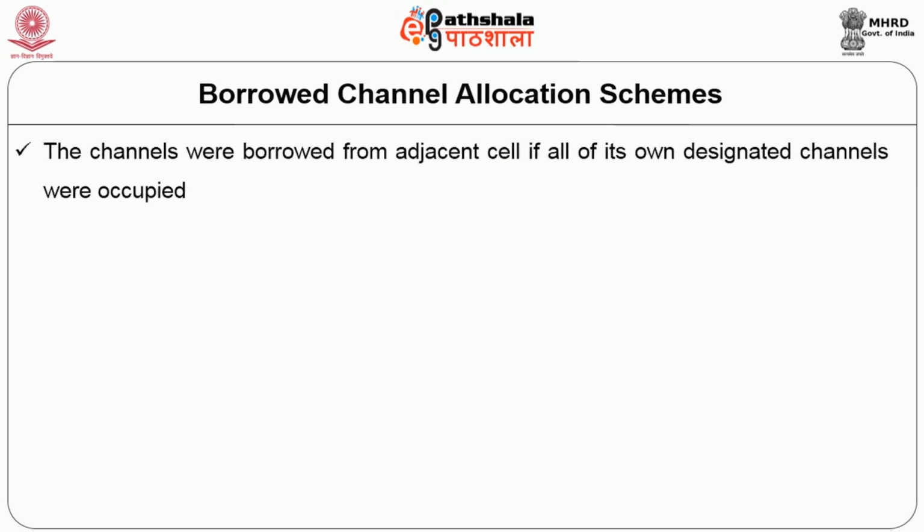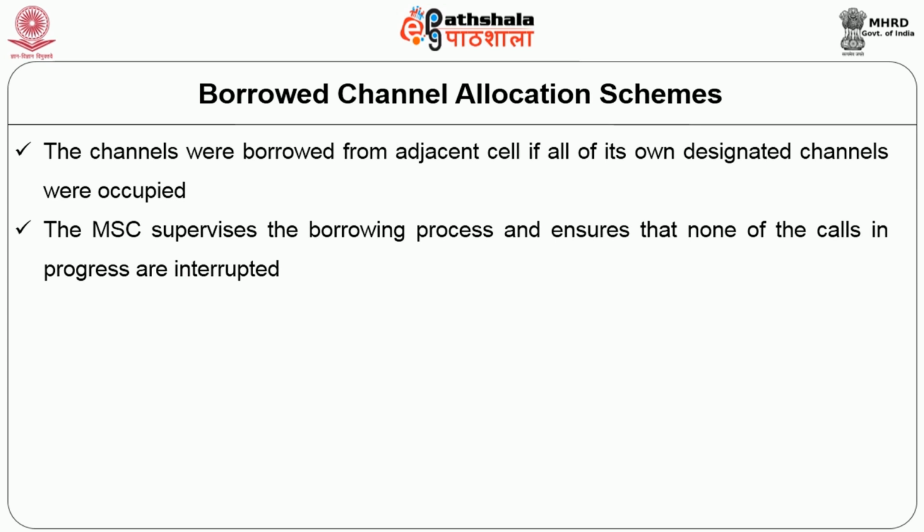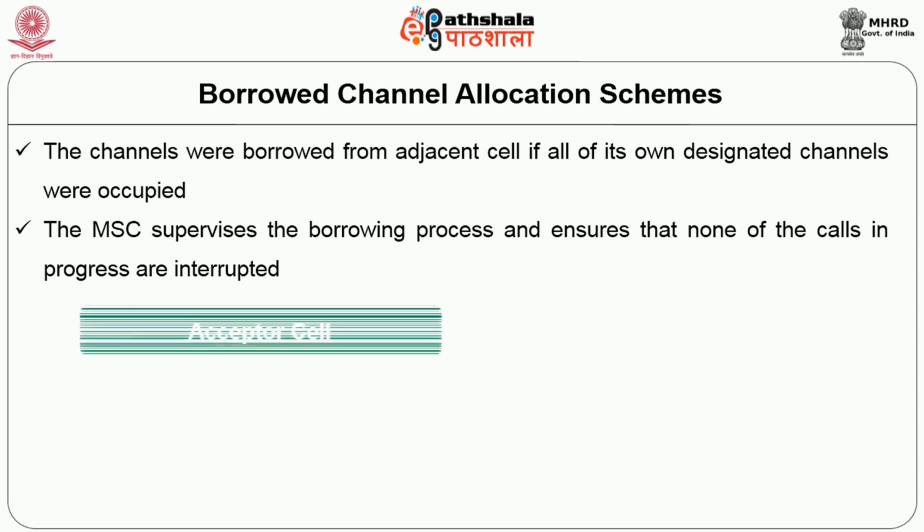Just a variation to this scheme is the borrowed channel allocation scheme, in which when the channels allocated to a particular cell get exhausted, then a very interesting thing is done, which we Indians are very good at: borrow the channels from the neighboring cells. This is known as the borrowed channel allocation scheme. The channels are borrowed from an adjacent cell if all the designated channels have been occupied. Care has to be taken to ensure that none of the calls in progress are interrupted, either of the neighboring cell or of the current cell.